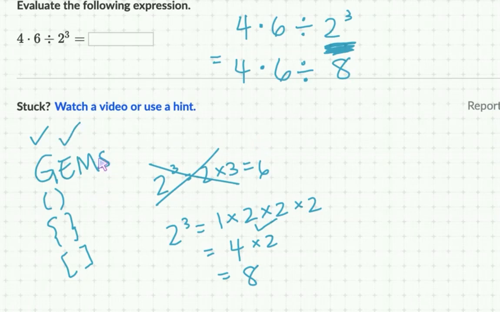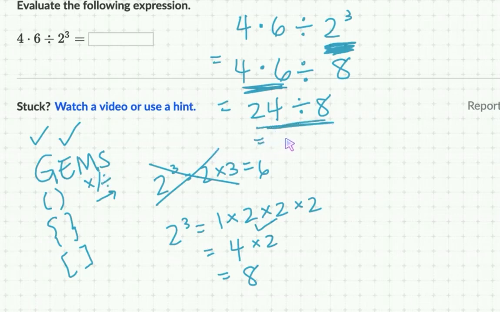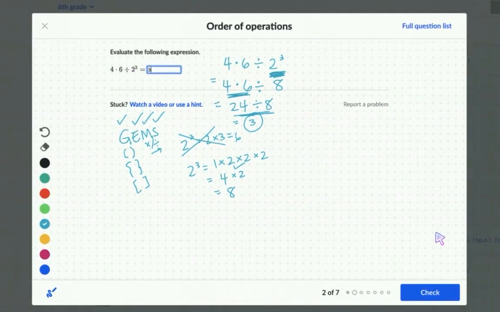So exponents is done. Now I go on to multiplication or division, whichever I see from left to right first. I see multiplication first. So 4 times 6 is 24. I'm going to copy down everything else that I didn't touch. And I still have another division. 24 divided by 8 is 3. So 3 is my final answer. I don't have any subtraction or addition, so that's done. My answer is 3.